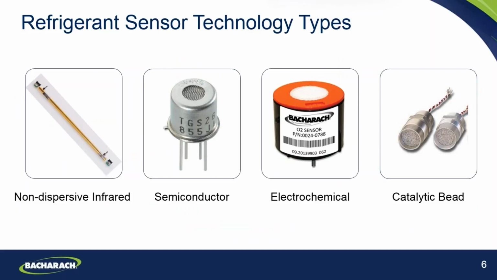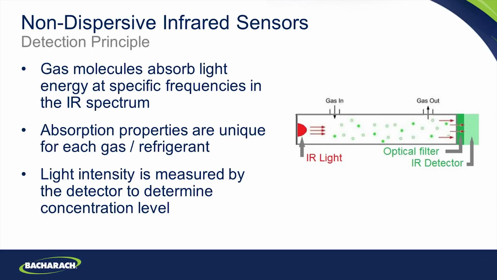So I'll talk about refrigerant sensor technology types. There are really four technologies that tend to broadly get used in refrigerant detection applications. They include non-dispersive infrared sensors, semiconductor sensors or metal oxide sensors as they're also known, electrochemical sensors, and catalytic bead sensors. I'll talk briefly about each of these and the relative merits of them within the applications.